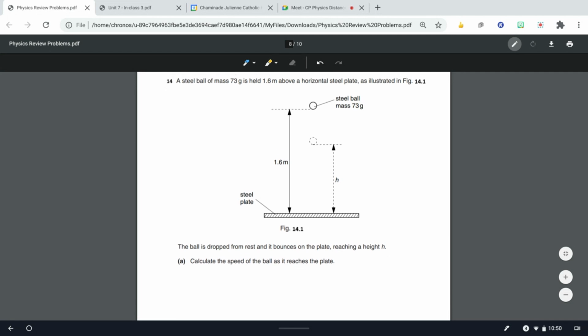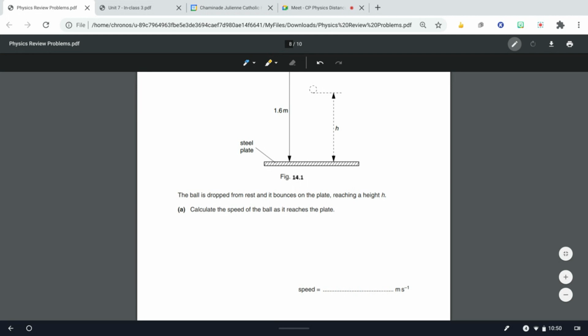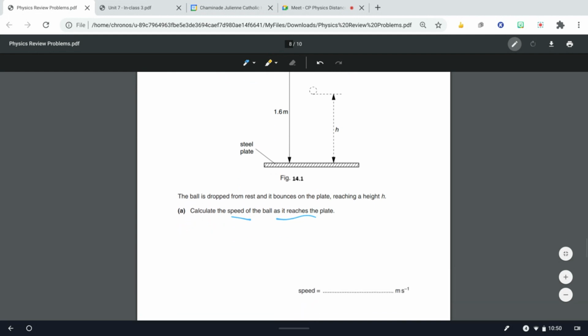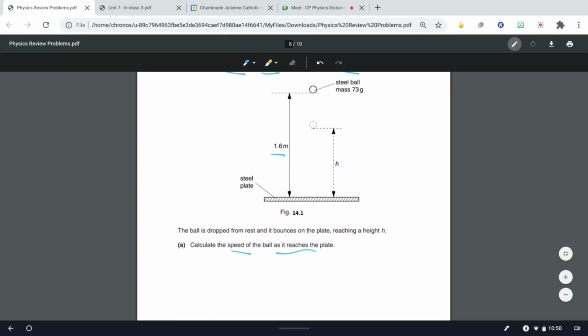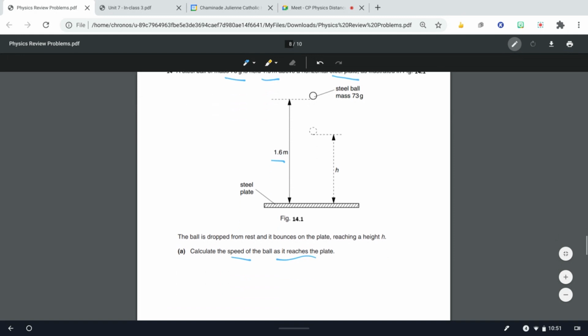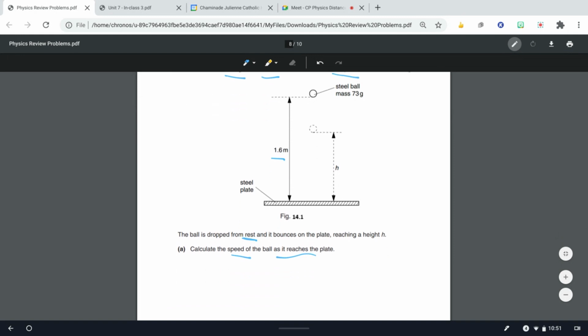So now here you've got a steel ball of 73 grams held at 1.6 meters above a horizontal steel plate, right? And the question is asking you to calculate the speed of the ball as it reaches the plate. Now you could do it two ways. You could either do it using the equations of motion, right? And you've been given the distance, you know the acceleration, that is going to be 9.81, and the object is starting at rest, I believe. It's starting at rest right here.